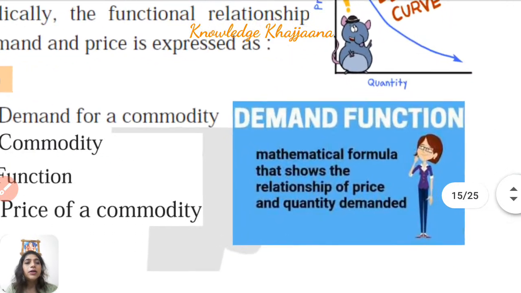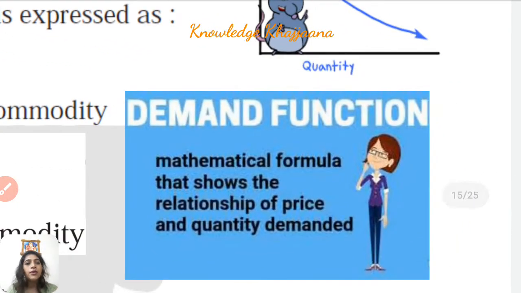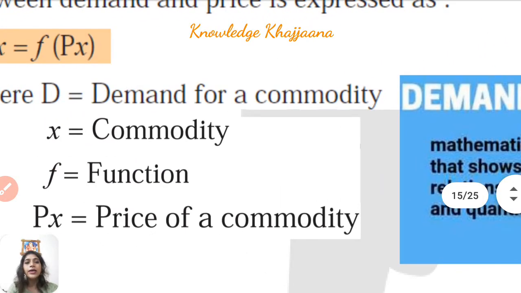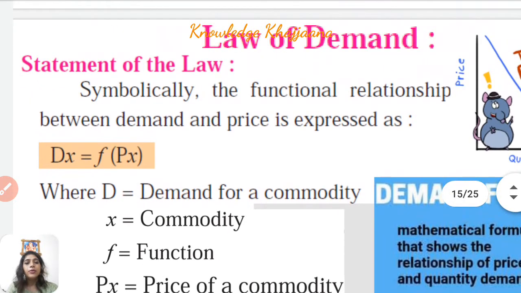First of all, a demand function is the mathematical formula that shows the relationship of price and quantity demanded. What is the relationship between the price and quantity? It shows how the price of the commodity affects its demand. The rising and declining of the price of the commodity affects its demand, so there is some relationship between them. That relationship is shown in a mathematical way, in a mathematical formula, which is called the demand function. Demand is dependent upon the price of that commodity, so there is a relationship between them, and it is an inverse relation.